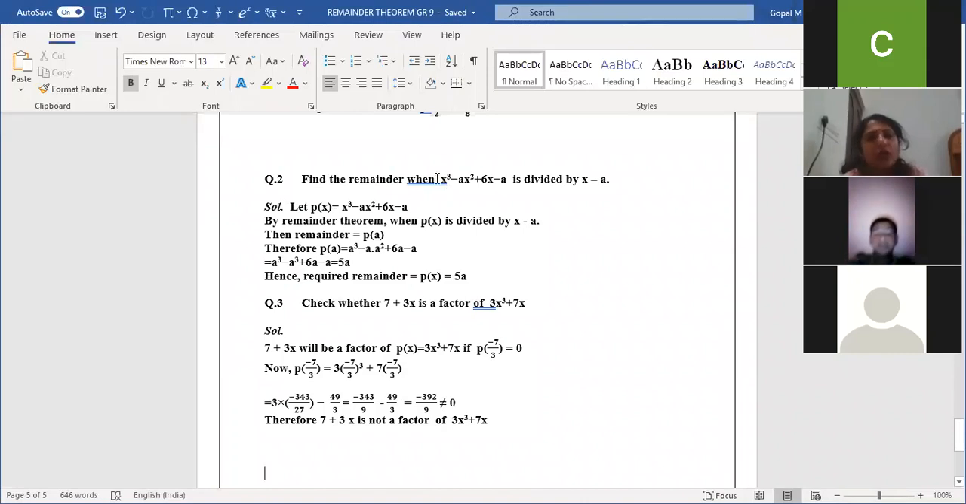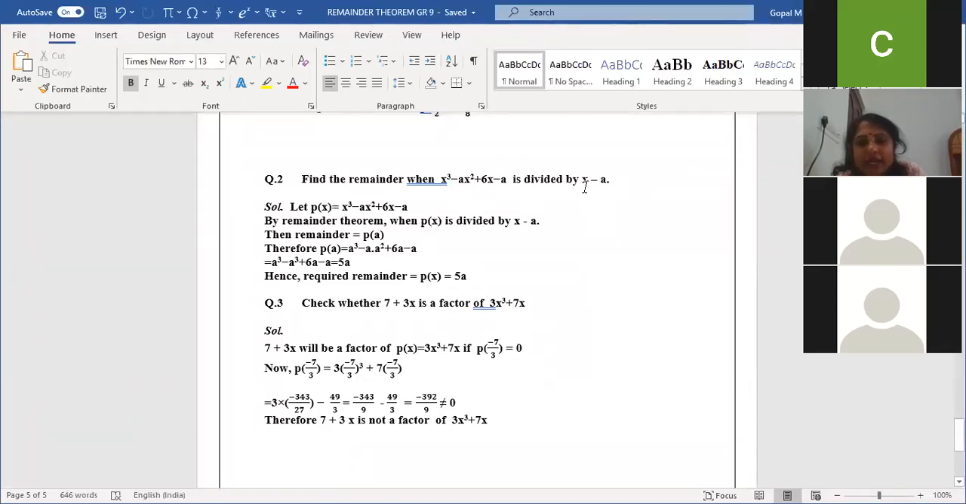Find the remainder when x cube minus a x square plus 6x minus a is divided by x minus a. What is the zero of x minus a? It is a. Am I clear, children? That a value I'll apply in the given polynomial. So x cube means a cube. Am I clear? Tejas, see here. x cube means a cube, and here in the place of x, if I put a square, a square into a is again a cube. Am I clear? So 6 into a is 6a minus a.